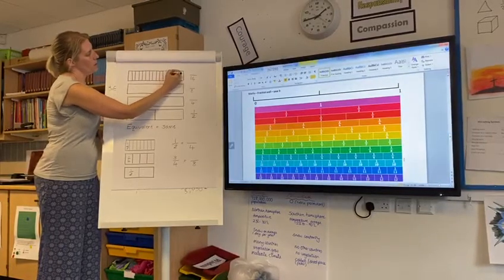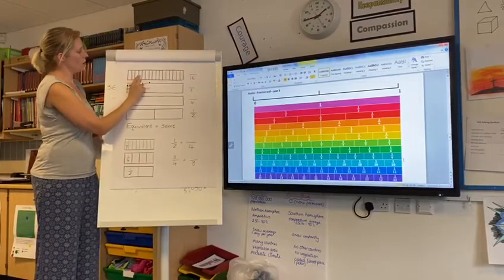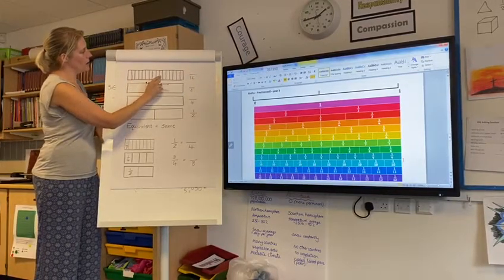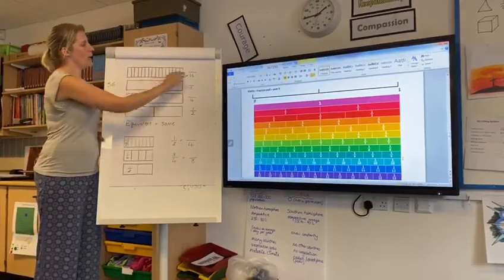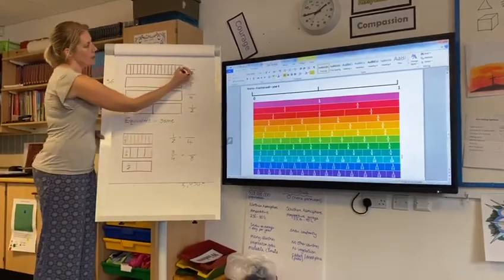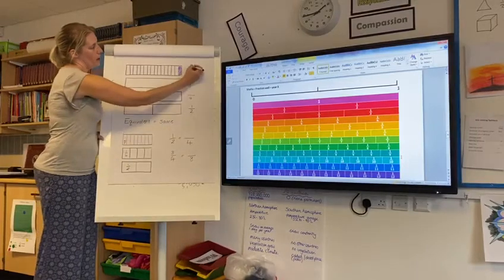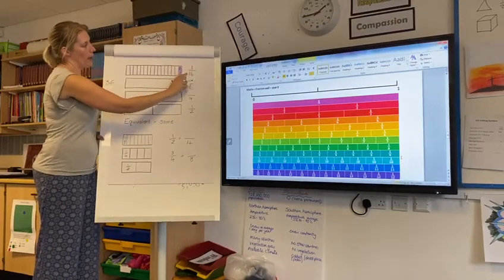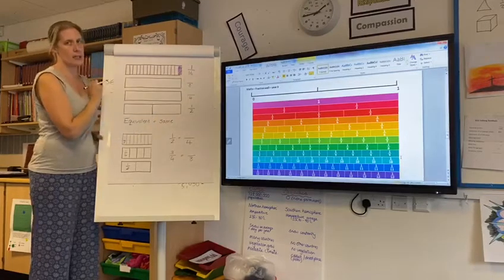Here we go. Let's check I've got 16. 1, 2, 3, 4, 5, 6, 7, 8, 9, 10, 11, 12, 13, 14, 15, 16. So my whole has now been split into my 16 parts and I'm going to colour in one of those parts. I have coloured 1 out of 16. So my fraction is 1/16.